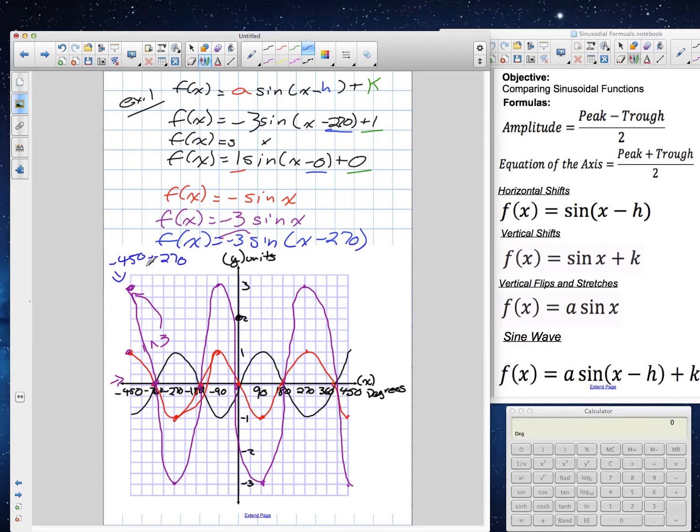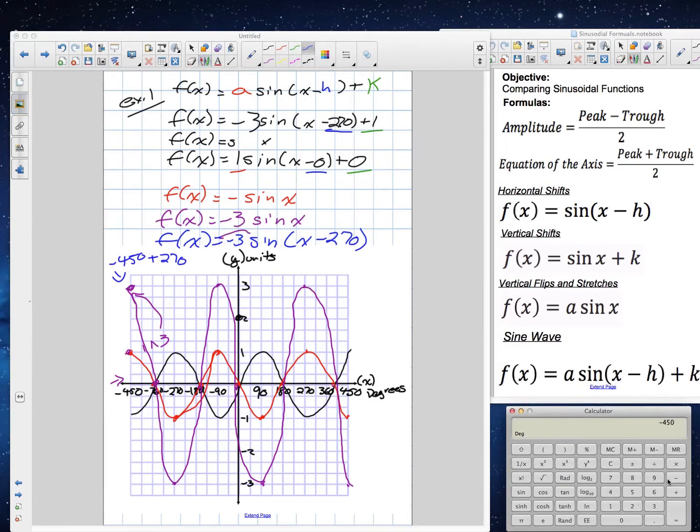Let's work on it. Okay. So 90 here, 180. Here's a way you can do it if you're not sure how. It's plus 180. Yes, there you go. Negative 450 plus 270 is negative 180. Good. Okay? So I take this high point and I move it over to negative 180, which is normally right here.